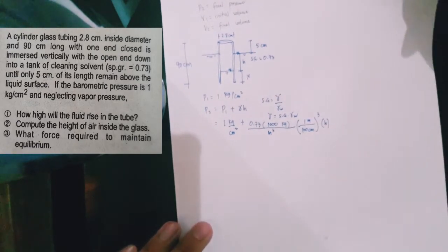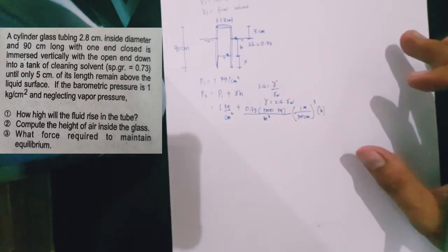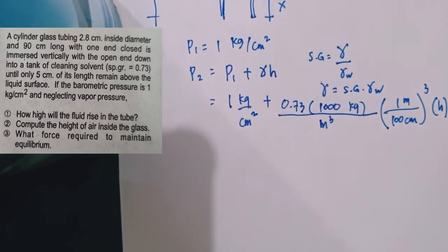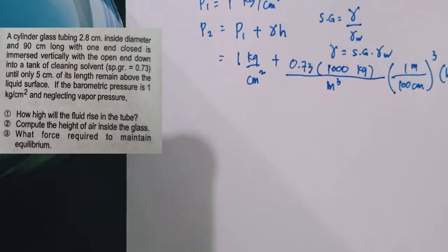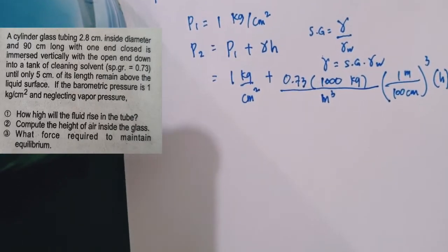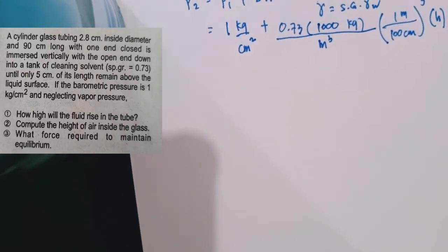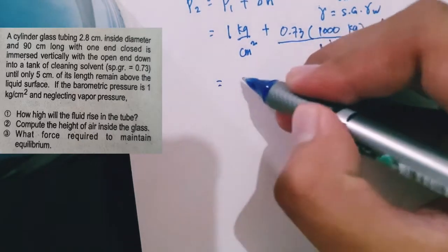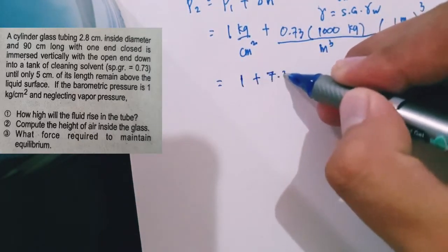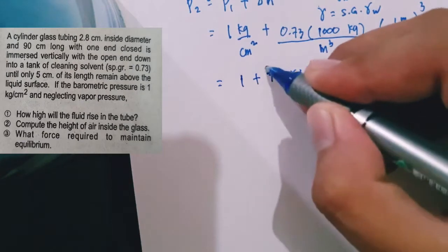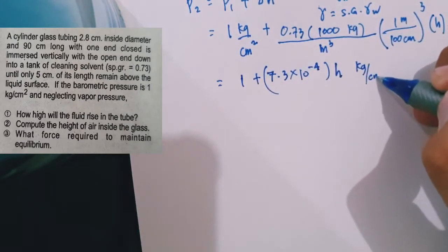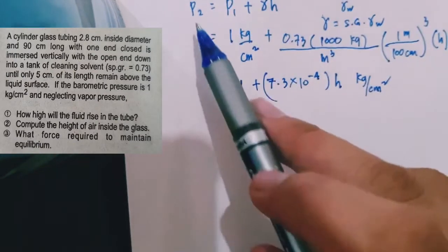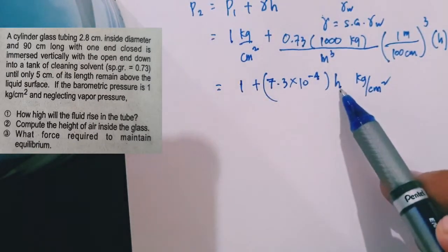So nga na siya. Okay, so next, pwede na ito siyang ma-simplify as 1 plus 7.3 times 10 to the negative 4 H kilogram per cm squared. So nanatay P2 in terms of height.